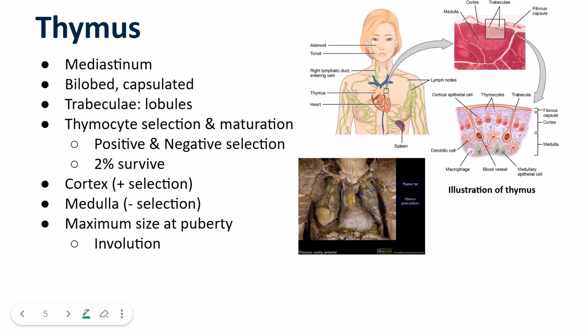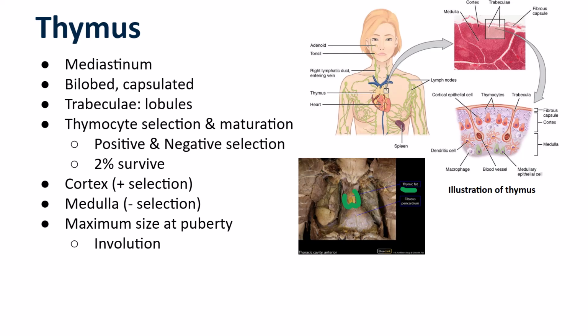The thymus, or the thymic gland, is found within the mediastinum. The mediastinum is that central portion of the thoracic cavity. It is a bilobed structure. So here in this cadaveric donor image, we can see the two lobes of the thymus gland, which have been replaced by thymic fat, and we'll discuss why that is shortly. There are trabeculae that extend into and support the lobes, and they contain lobules within.